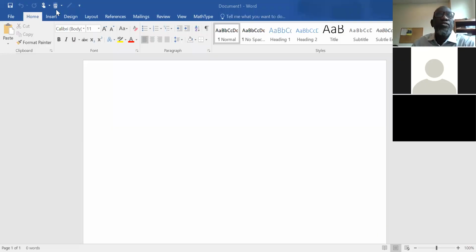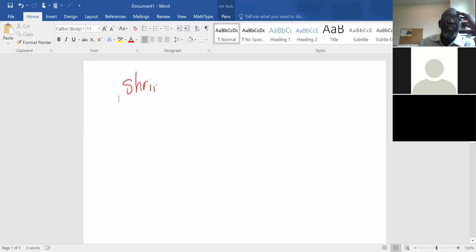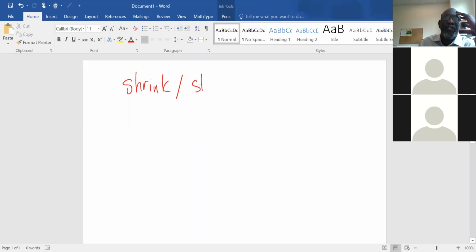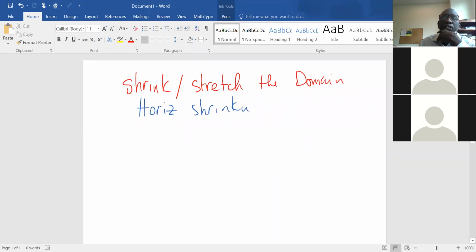Okay, so let me share my screen. That is the last one here: shrinking and stretching the domain, right? Which is a horizontal shrinking or stretching. Okay, so let's give this example right here.